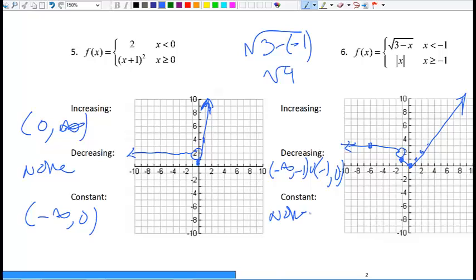There's no constant in the picture. And then it's increasing after 0. So 0 out to infinity. It's actually increasing the whole time.